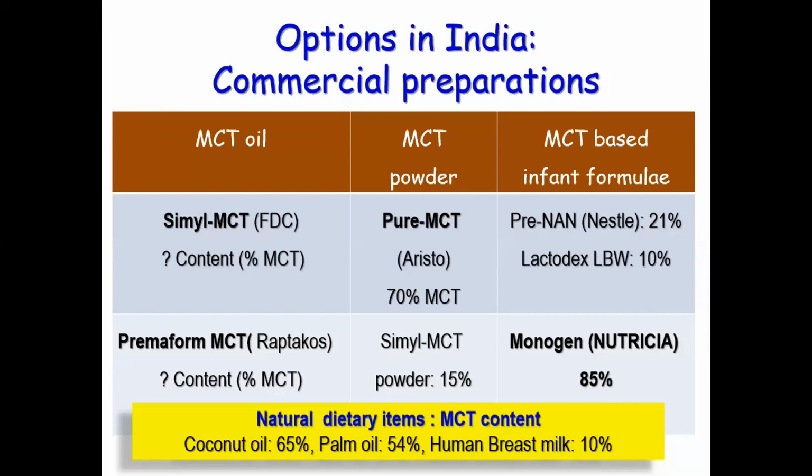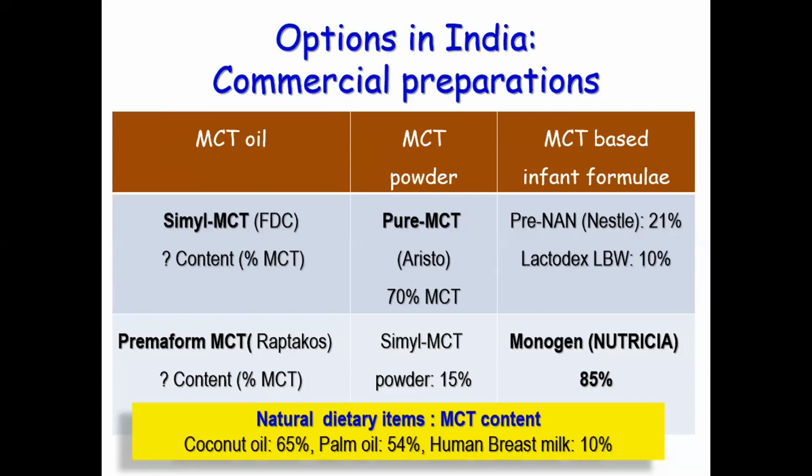Then you have MCT-based infant formula, and in India we have Pre-Nan and Lactodex LBW, and so many other products. We are not going to the commercial part of that, but they all contain very little amount of MCT. So they will say MCT rich, but actually speaking, they only contain 10 to 20% MCT. What is promising is this Monogen, which is promoted by Nutricia, and this has come into our country in the last 3-4 years. And Monogen contains about 85% MCT. So this is very good for those patients who have neonatal cholestasis.